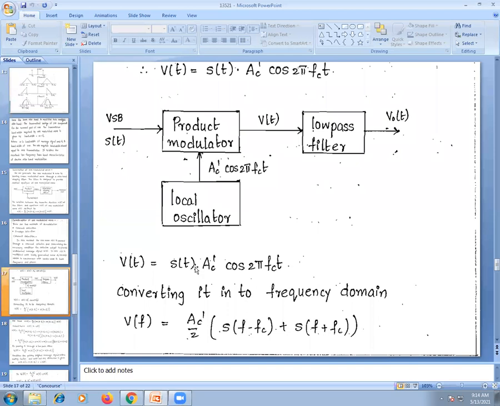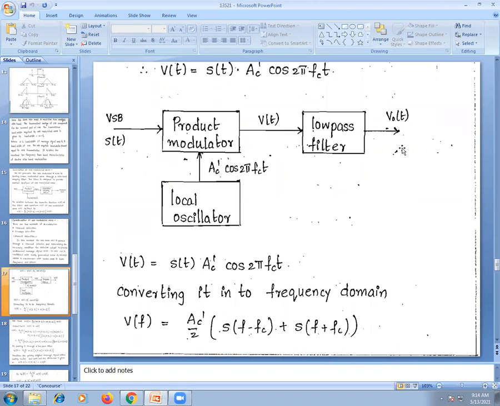There, the block diagram is where the VSB signal is detected. Now the S of t signal is given to the product modulator along with the local carrier signal, that is Ac' cos 2 pi fc t. V of t is given to a low pass filter.